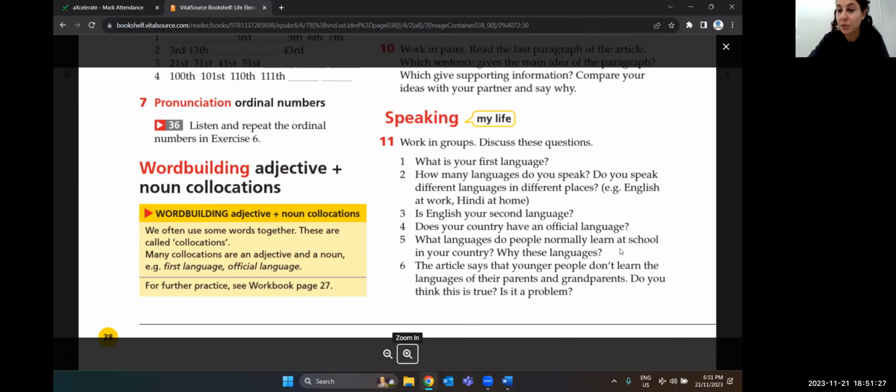What languages do people normally learn at school in your country? English? English, I think, around the whole world. And they say that younger people don't learn the languages of their parents or their grandparents. Do you think this is true?